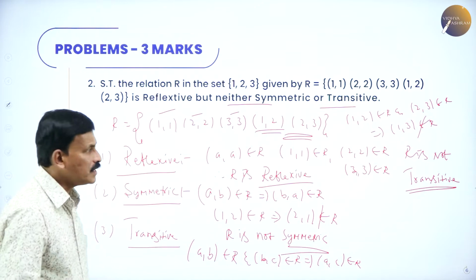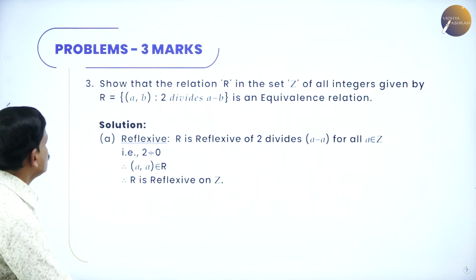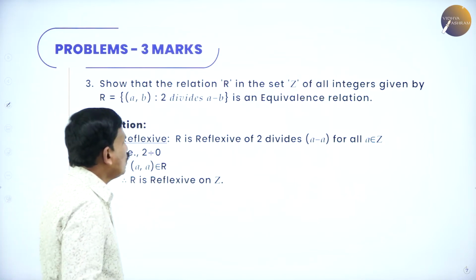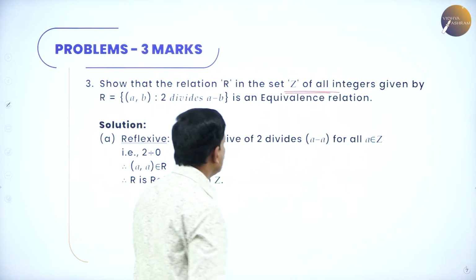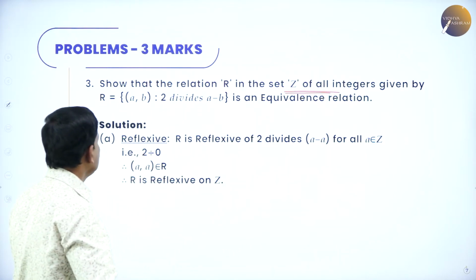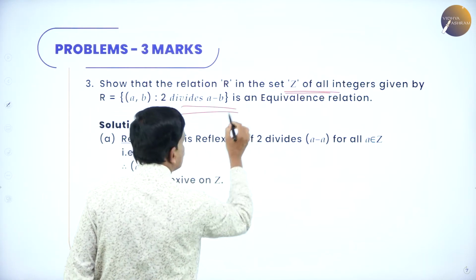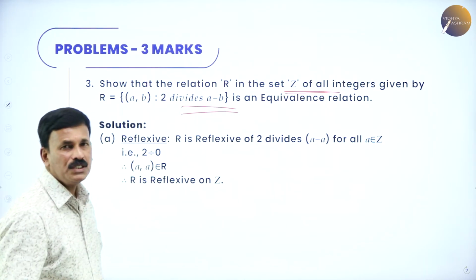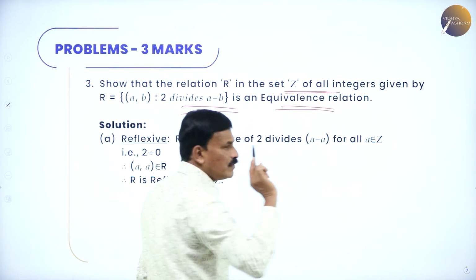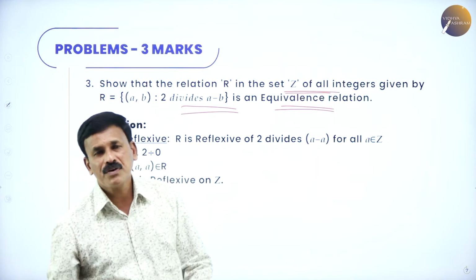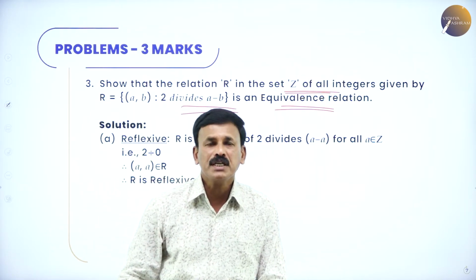So let us come to the next problem. What is the problem given? Show that the relation R in the set Z, Z is nothing but the set of all integers, given by R = {(a, b) : 2 divides a minus b} is an equivalence relation. Equivalence relation means we have to verify all three conditions: reflexive, symmetric and transitive.